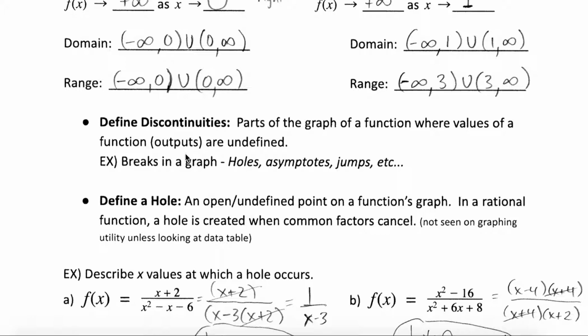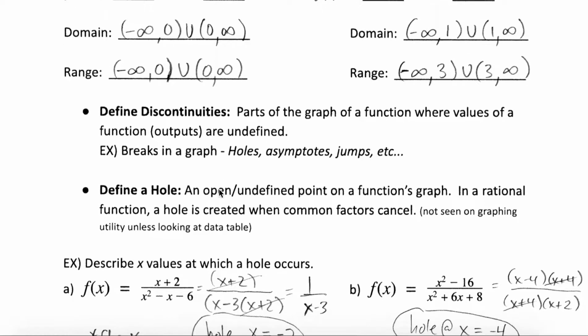Anytime our graph is broken, it's called a discontinuity. We always like our graphs to be continuous, and so if they're not, that is a discontinuity. We could have lots of different ones. We're going to focus mostly on holes and asymptotes in this video, but later on, maybe at the calculus level, you'll start to see some other different types of discontinuities like jumps and other things.